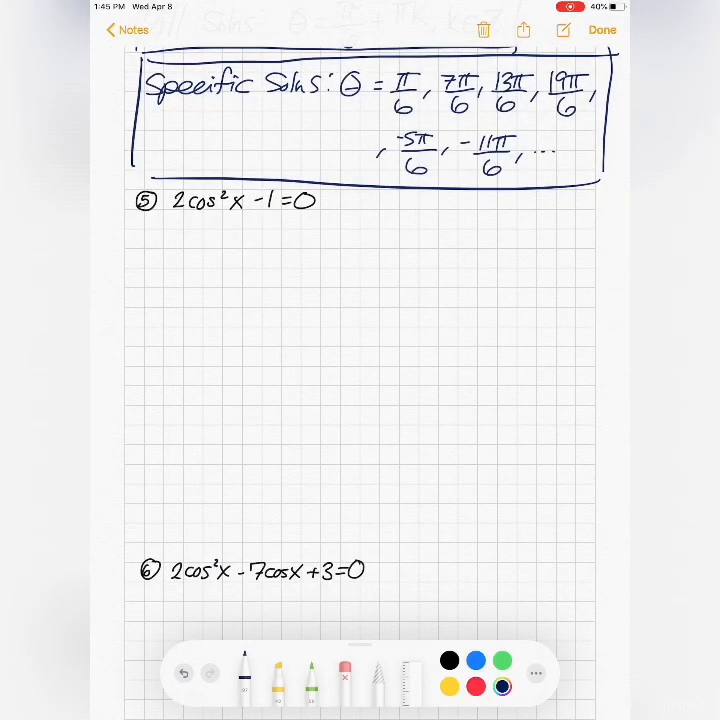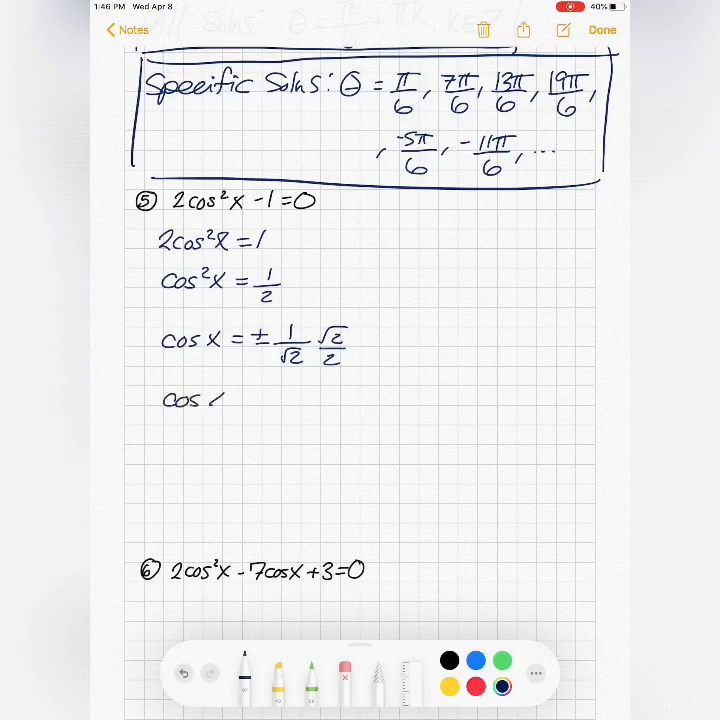Okay, how about number 5? So I'm going to start by isolating the trig function. Don't forget the plus or minus here. Rationalize the denominator. Okay. So actually this time, because of the plus or minus, I actually have to account for 4 different points.